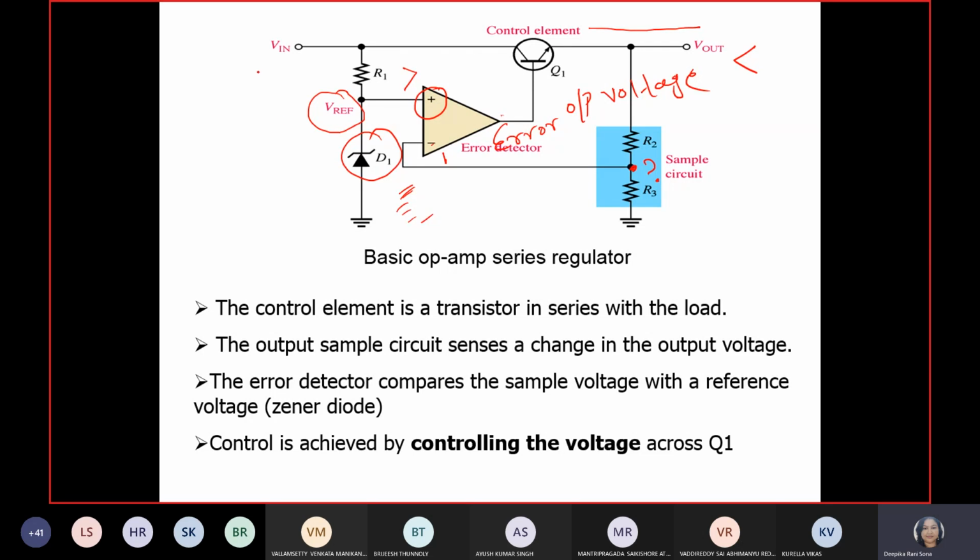So irrespective of the change in the input voltage, whatever the change, it cannot affect your output voltage, because it will be balanced out at this V reference voltage, with the help of the op-amp concept. So we get a balanced output, which helps the output stay constant even though there is a fluctuation in the applied input voltage. Okay, so this is the concept of the series regulator. Now I will explain the shunt regulator. After that I'll ask you for doubts.